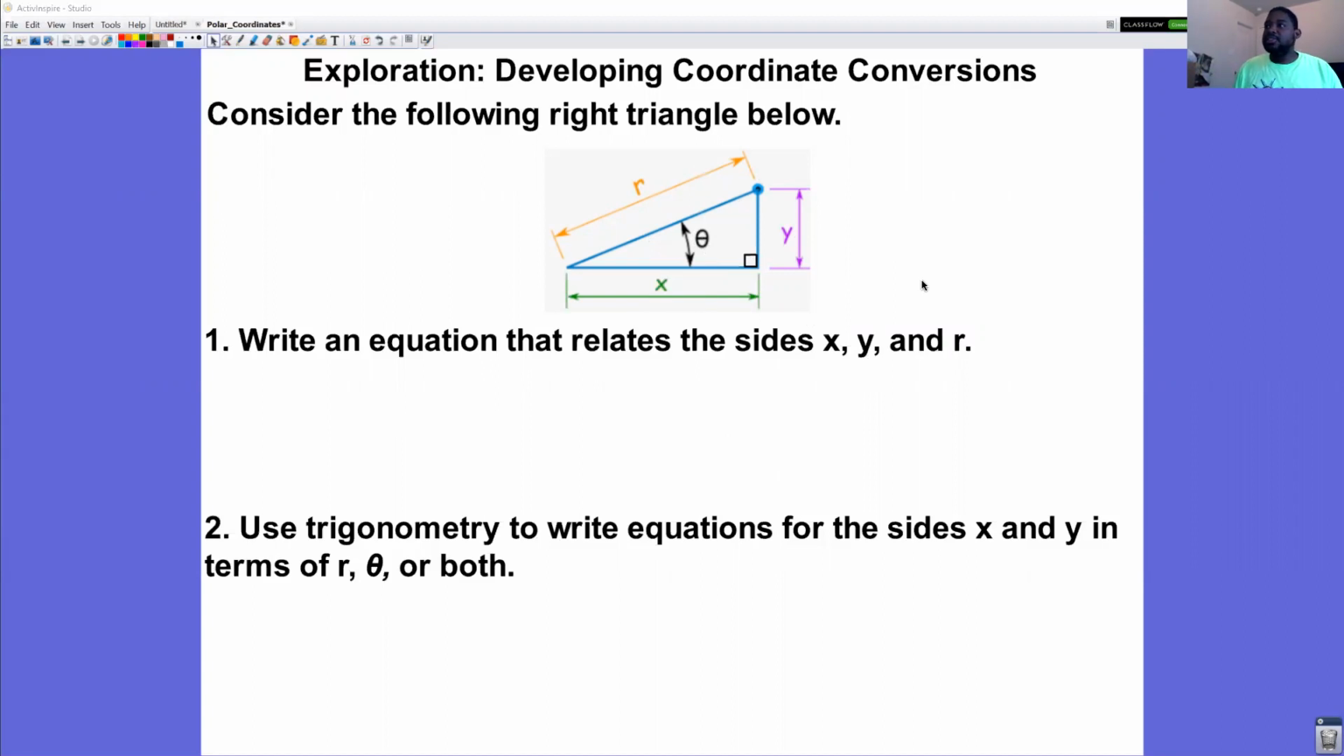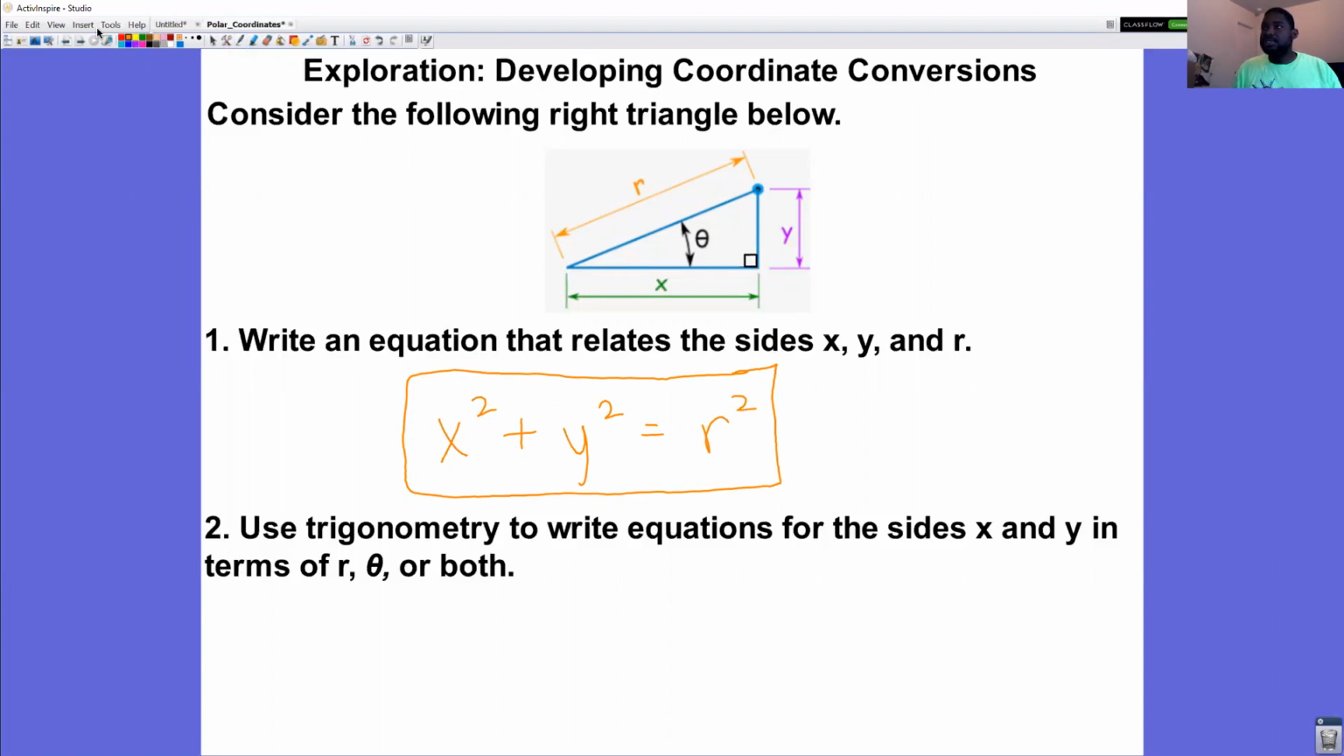So we're going to start with the first part of this exploration. As you can see here, again, I mentioned we have a right triangle. The legs are X and Y, the hypotenuse is R. So you should recall from trig that to relate these three sides, we use the Pythagorean theorem. So we have X squared plus Y squared equals R squared. And you should be familiar with this equation because this is the same equation we've seen in unit circle trig.